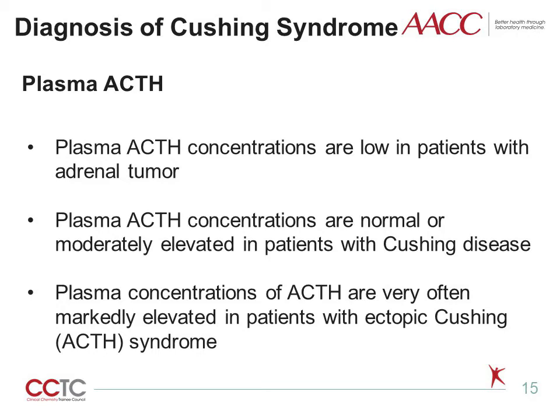Plasma ACTH can be measured and is usually low in patients with adrenal tumor. Plasma ACTH concentrations are normal or moderately elevated in patients with Cushing disease. Plasma ACTH concentrations are often markedly elevated in patients with ectopic Cushing syndrome.